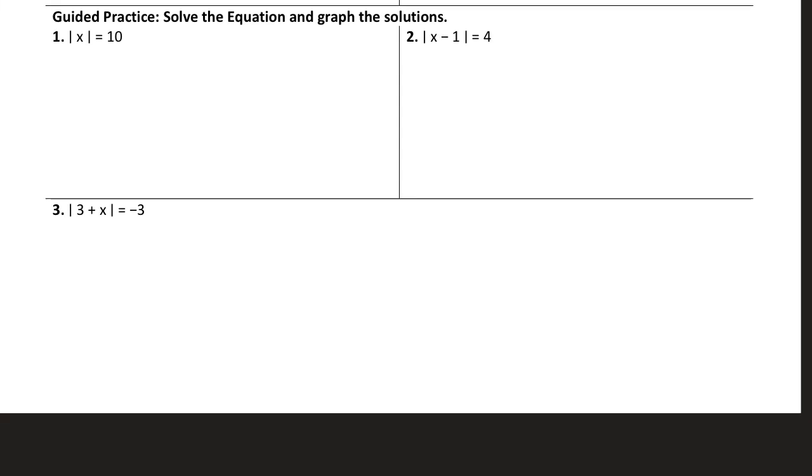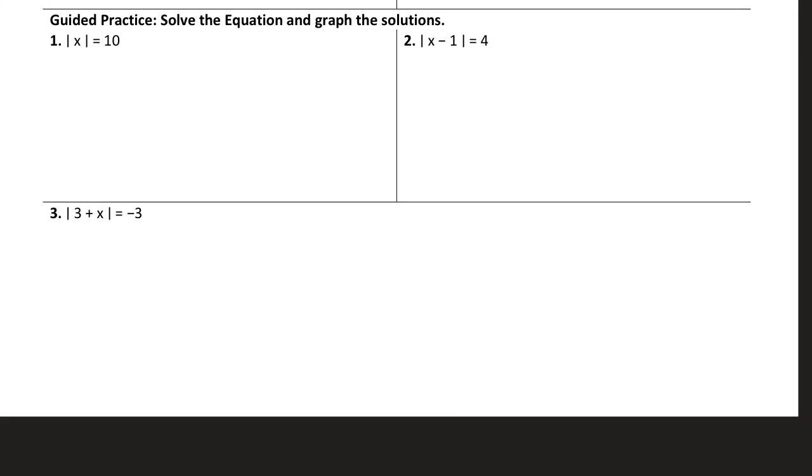So this is a good chance for you to try this with some guided practice. Try to work through them. If you're stuck, just wait for my solutions. But it's a good chance for you to pause the video and work through these independently.